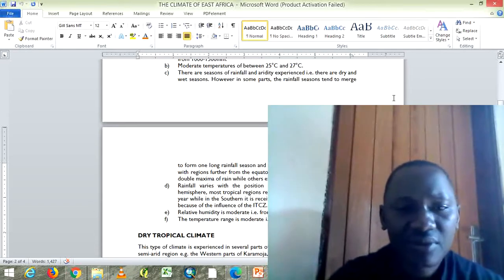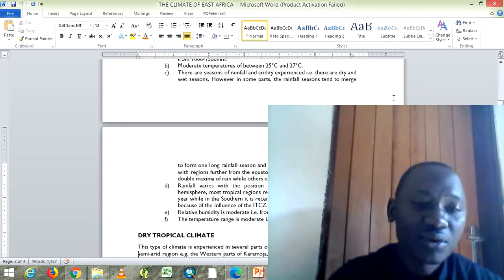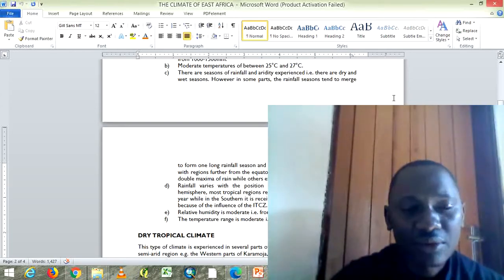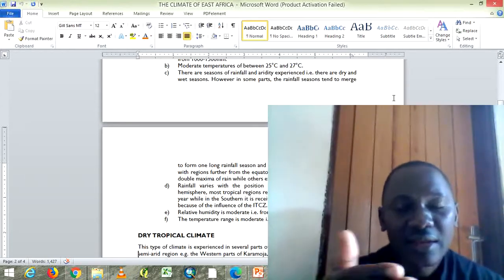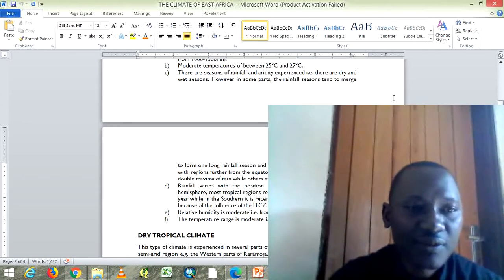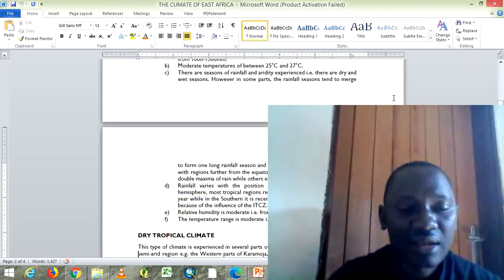Rainfall varies with the position of the area, i.e., northern hemisphere. Most tropical regions receive rain in the second half of the year. When we're talking about rainfall varying with the position, we are taking you back to our knowledge of climatology, where we talk about the apparent movement of the sun and the distribution of seasons. When the sun is in the northern hemisphere, there is more rain in the northern hemisphere than in the south. When the sun moves to the southern hemisphere, there is more rain in the southern hemisphere than in the north. That's what we are implying here.